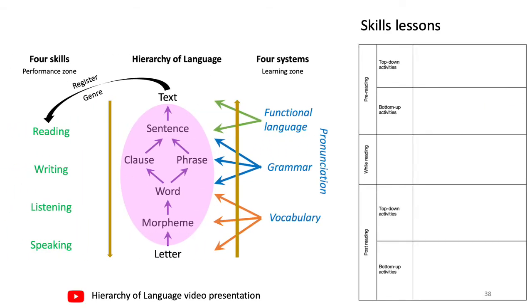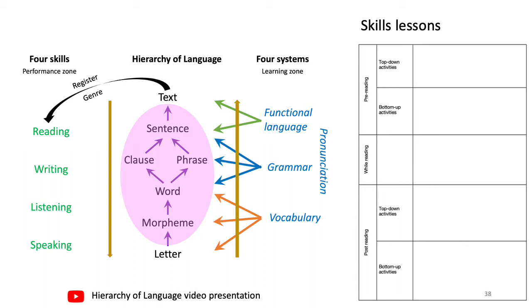So, in this hierarchy of language, which we won't spend a lot of time talking about now, we see in the middle the hierarchy of language, which is quite well known, and we see how the four systems, which are vocabulary, grammar, functional language, and pronunciation, relate to the hierarchy of language. And the black line going from text to the four skills indicates that when we're working at the top of the hierarchy of language, we are essentially doing skills work.